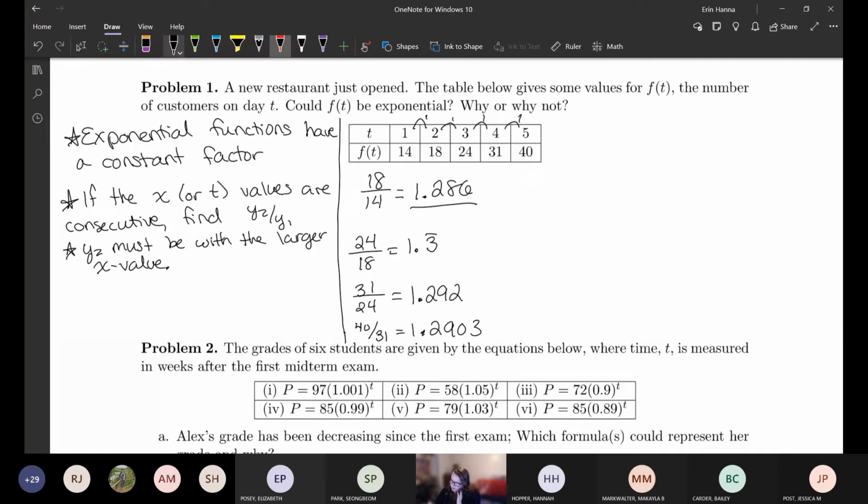We're comparing these values. They're not the same number. Since they're not the same number, this is not exponential. The factor is not constant.